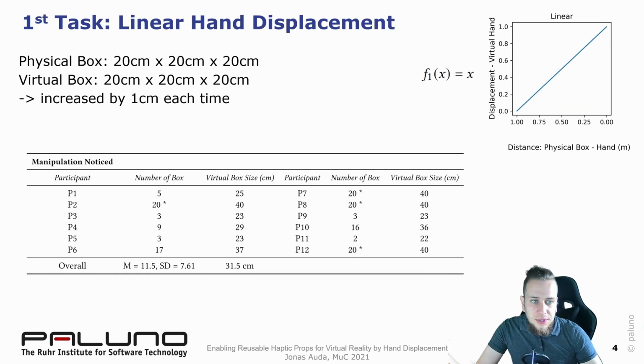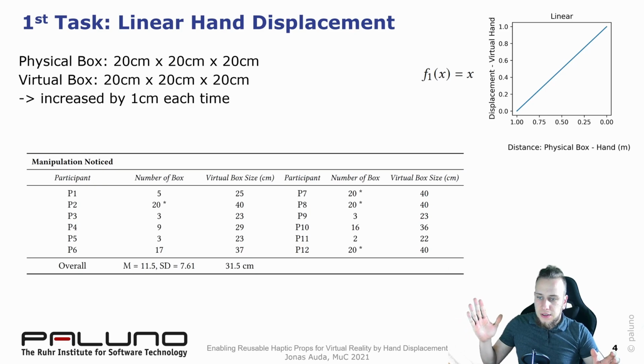In the first part of the study, we used a linear displacement function, which means that when the users approach the box, the displacement of the virtual hand is applied linearly dependent on the distance to the physical box, until when they reach the physical box, the virtual hand is aligned with the borders of the virtual box.